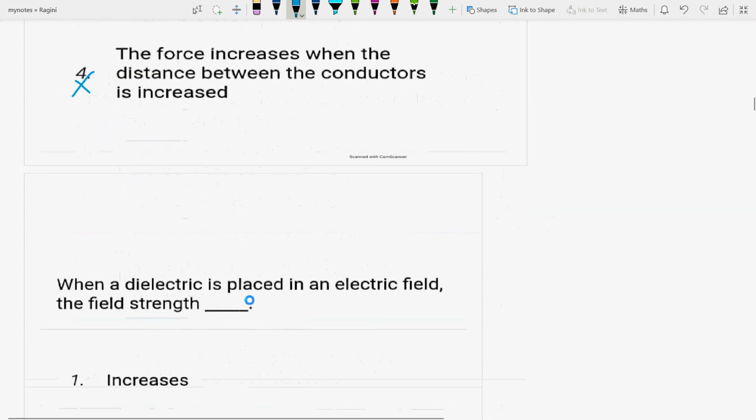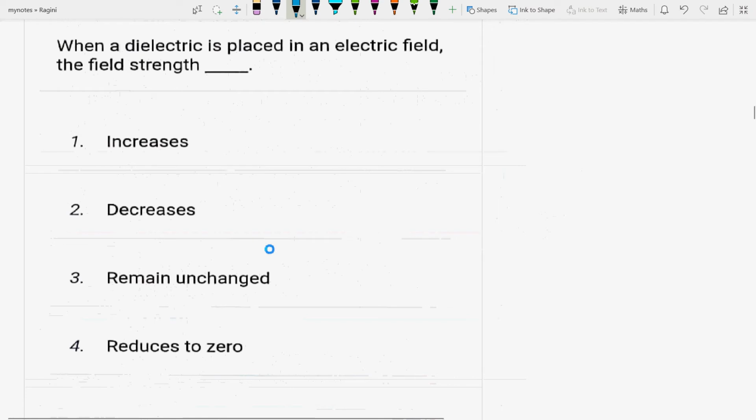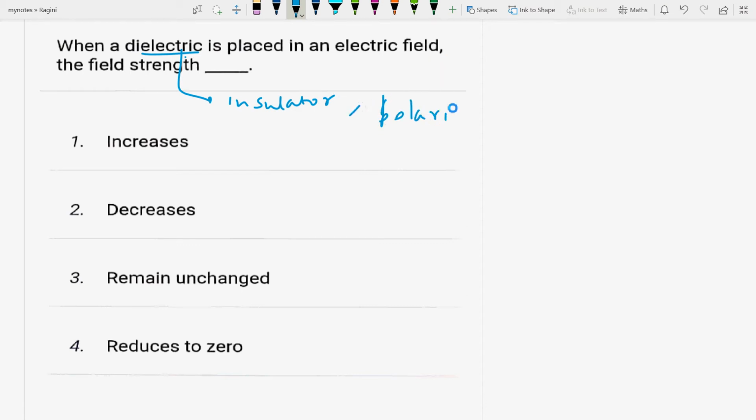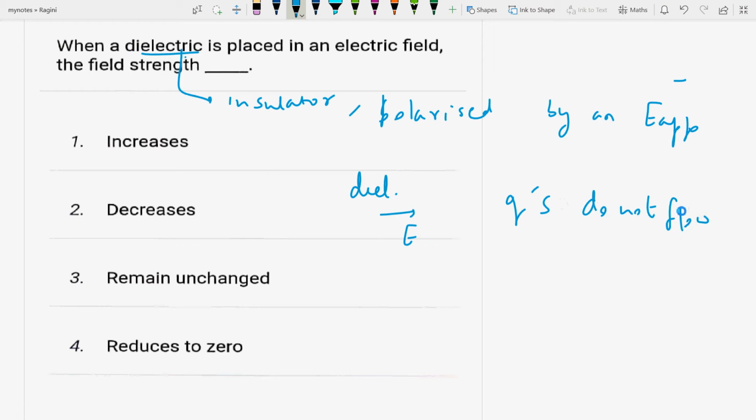Next question is, when a dielectric is placed in an electric field, the field strength increases, decreases, or remains unchanged. See, a dielectric is what? It is an electrical insulator that can be polarized by an applied electric field. Whenever a dielectric is placed in an electric field, what happens? Electric charges do not flow through the material as they do in an electrical conductor, hence the electric field strength decreases.